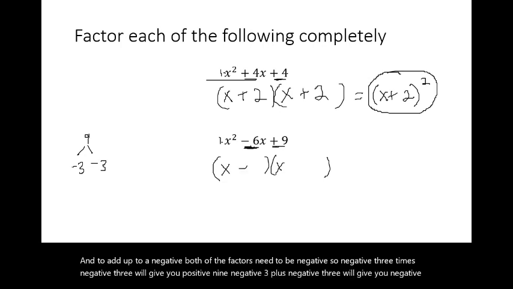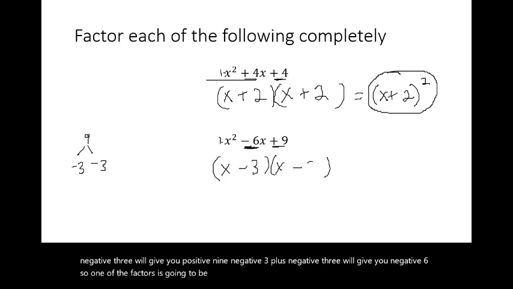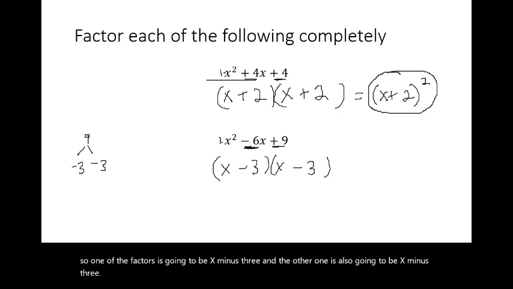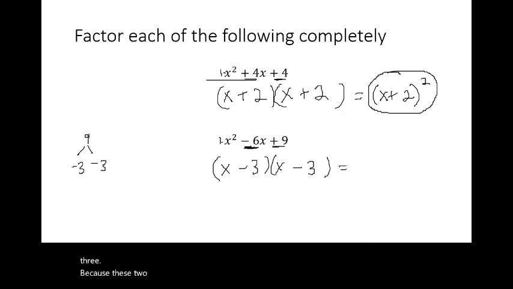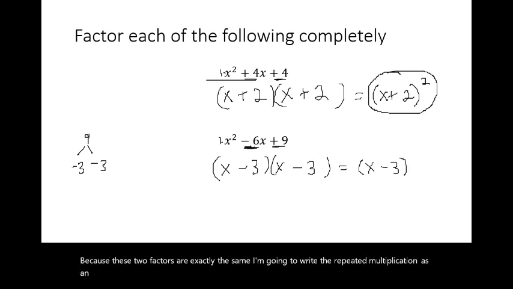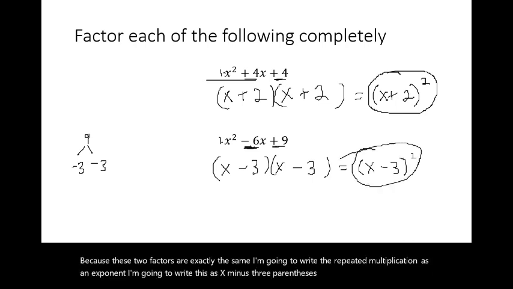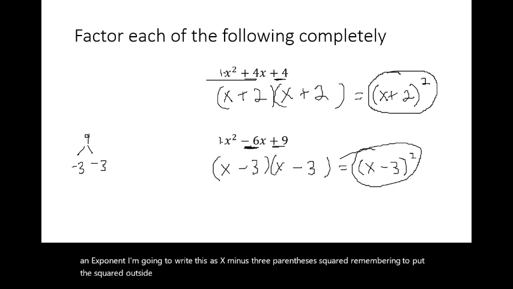So one of the factors is going to be x minus 3, and the other one is also going to be x minus 3. Because these two factors are exactly the same, I am going to write the repeated multiplication as an exponent. I'm going to write this as x minus 3 parentheses squared, remembering to put the squared outside the parentheses. So then that is going to be our fully factored final answer.